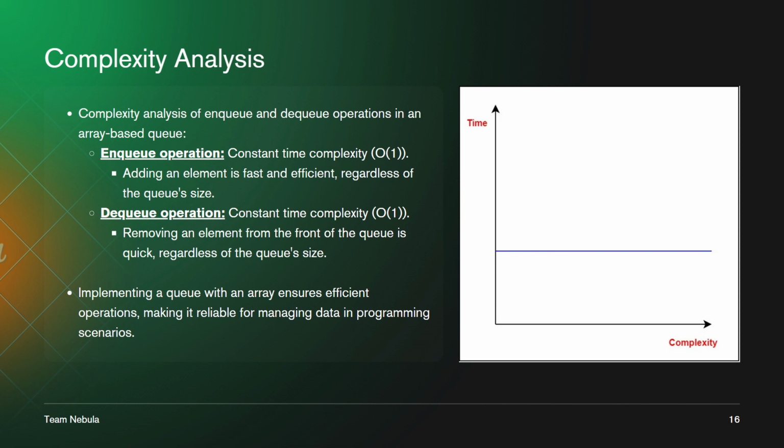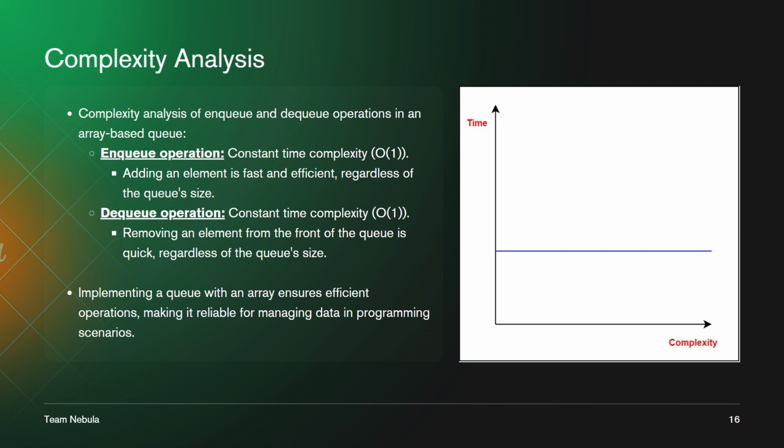Now, let's discuss the complexity analysis of the enqueue and dequeue operations in a queue that uses an array. The complexity of the enqueue operation is constant time, denoted as big O of 1. It means that the time taken to enqueue an element into the queue doesn't depend on the number of elements already present in that queue. So, adding an element is a fast and efficient operation, regardless of the queue's size.